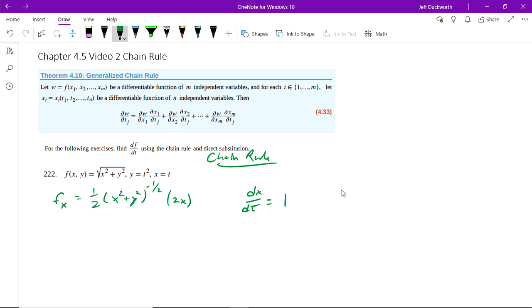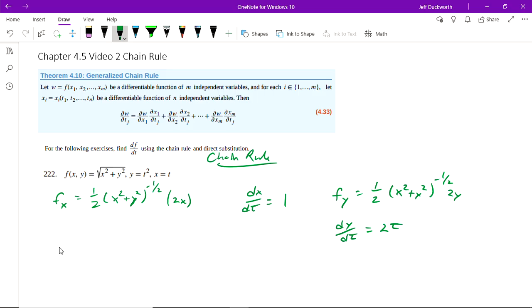And our other is f_y, which is the derivative of that with respect to y. So again, we have 1/2 times (x squared plus y squared) to the negative 1/2, but the derivative of y squared is 2y. And finally, dy/dt is 2t.